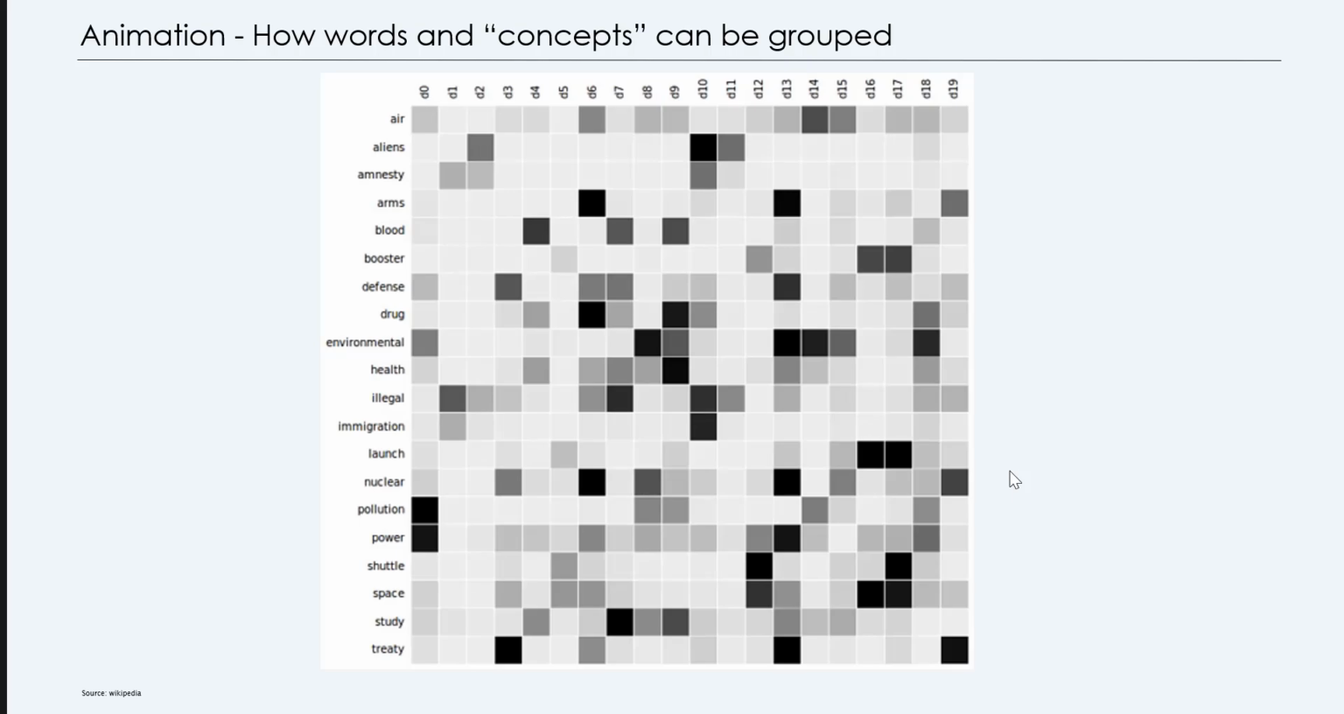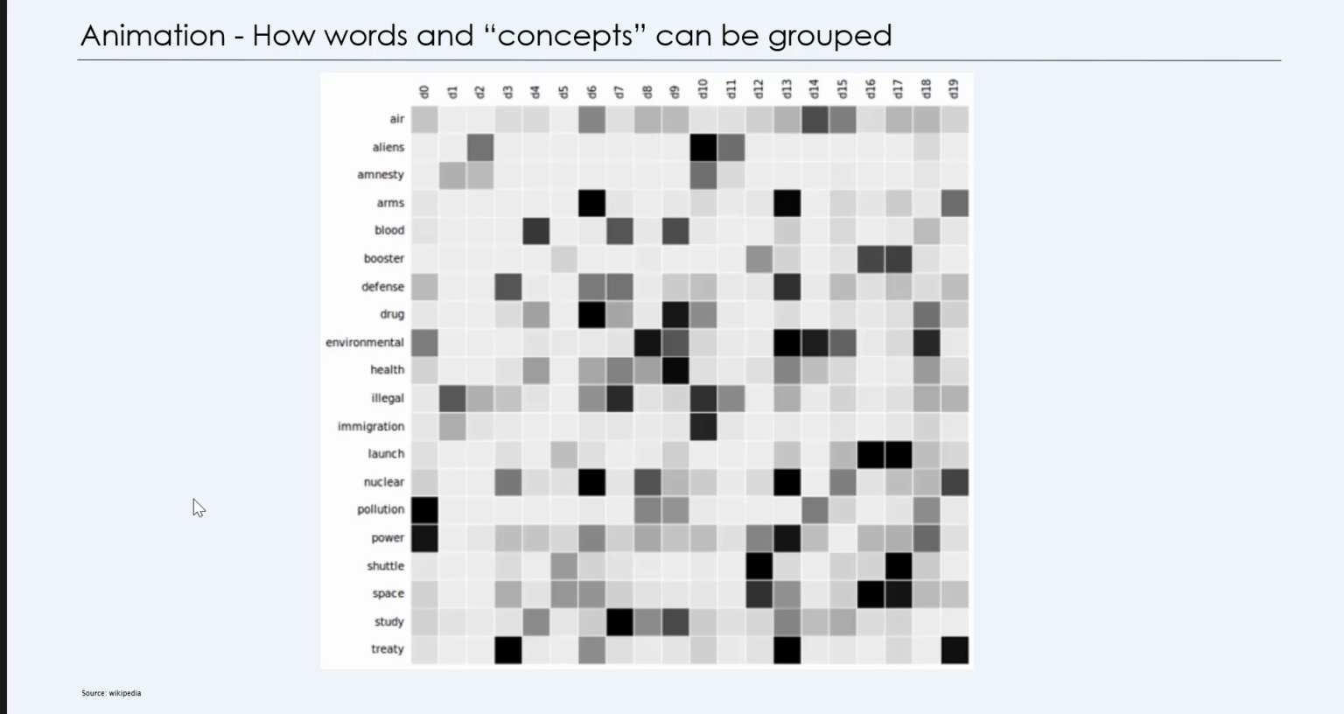Here's an example of an animation that I will demonstrate to you. If you look at this matrix, you have a bunch of documents here and the words within those documents. The color indicates the density of the word in that document. For example, blood occurs a lot in document 4. So let's put this into action and see what happens.